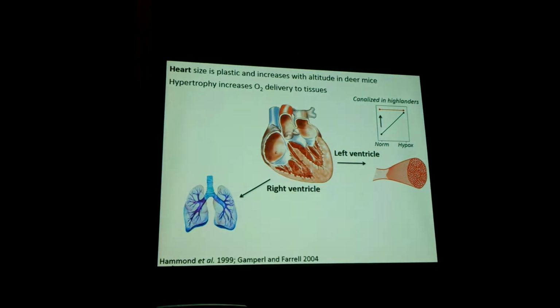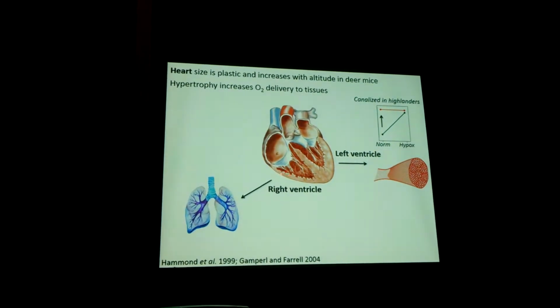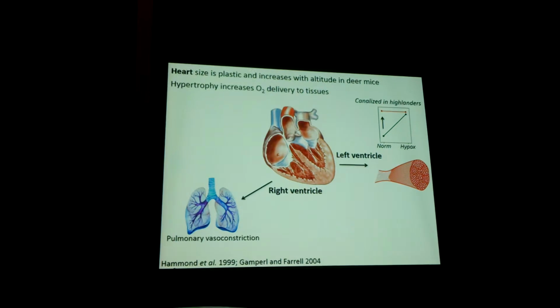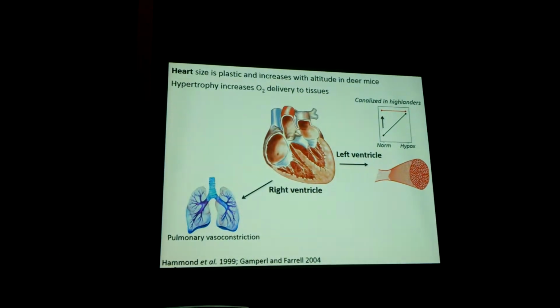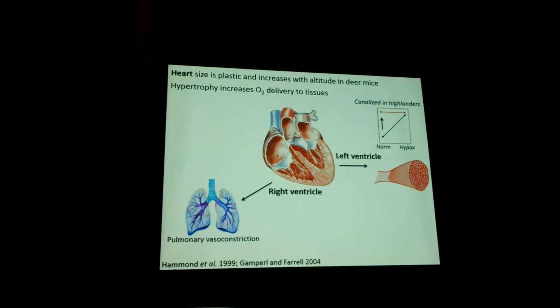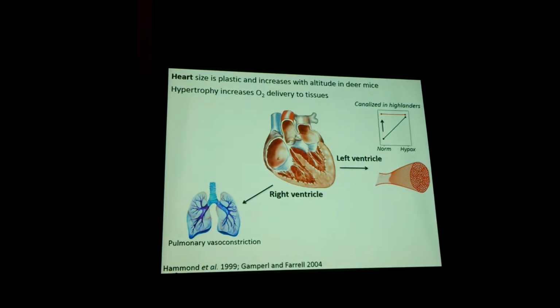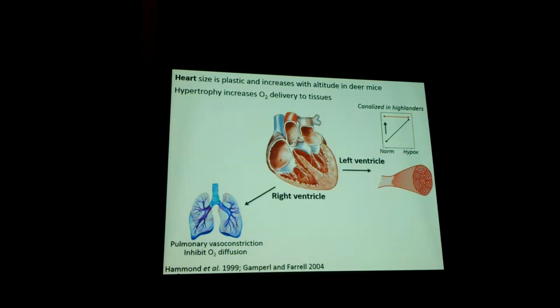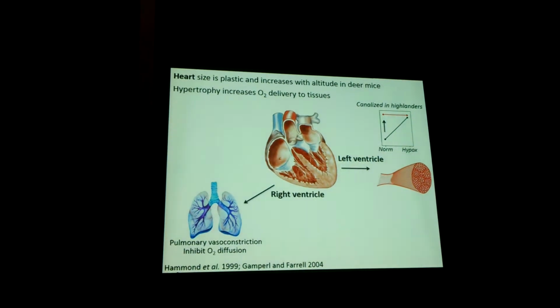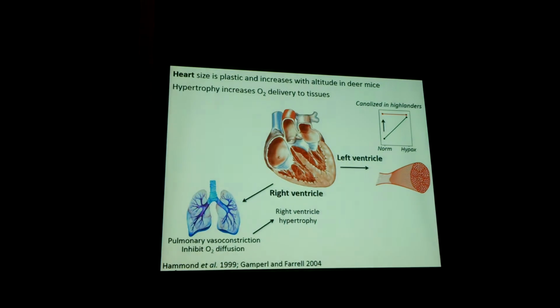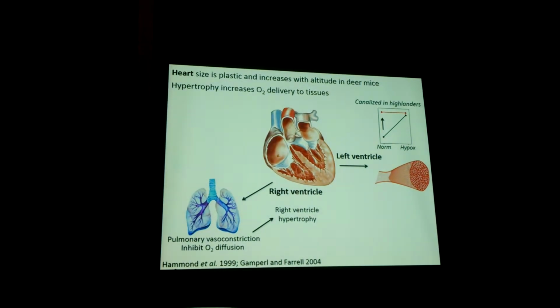We can make a completely different prediction for the right ventricle. Okay, so the right ventricle, if you remember, pumps deoxygenated blood to the lungs to pick up oxygen, right? And a key feature of lowlander plasticity is the global constriction of the lung vessels. And this is a maladaptive response. This constriction is bad. It leads to an inhibition of oxygen diffusion across the lung-blood barrier. And this can change the pressure in the right ventricle, and that can lead to right ventricle hypertrophy.